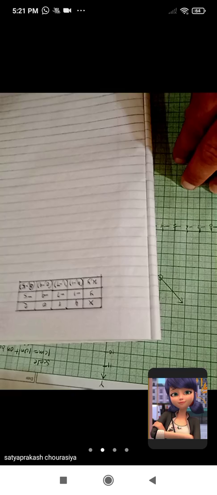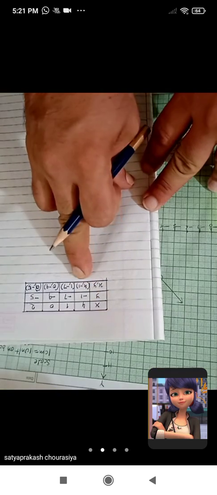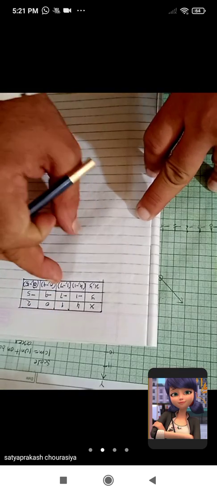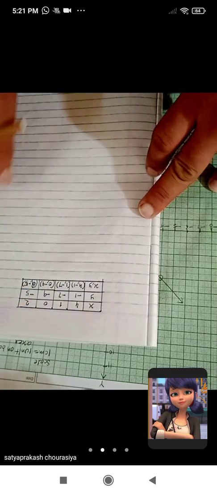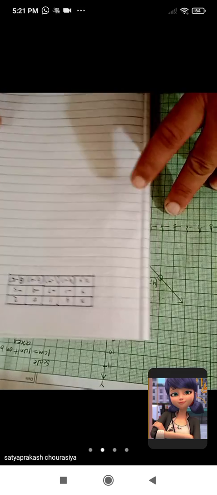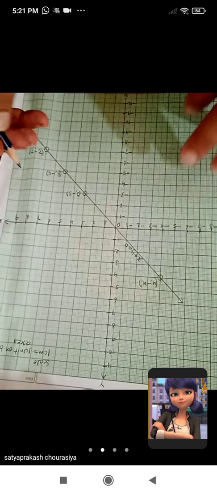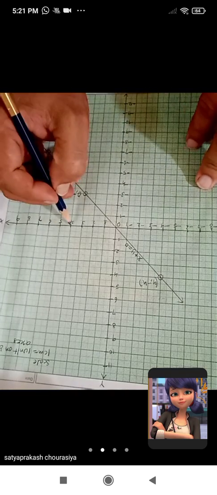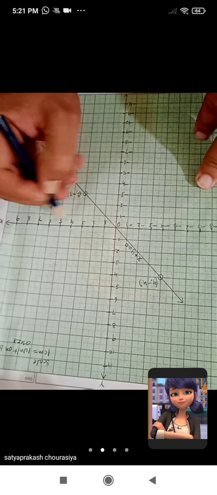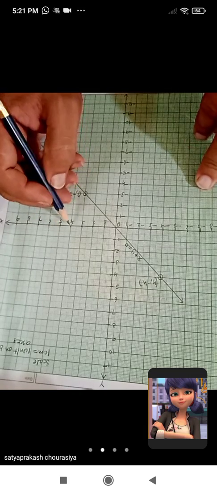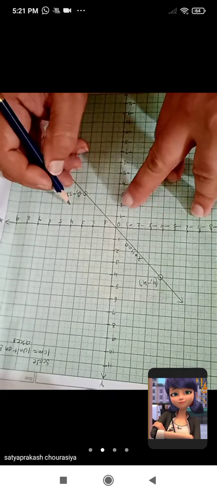Now see the points of the second equation: 4 comma minus 1, 1 comma minus 7, 0 comma minus 9, and 2 comma minus 5. First value, 4 comma minus 1: the x coordinate is positive, so 4 positive is on the right hand side of the y-axis, and minus 1 is here.